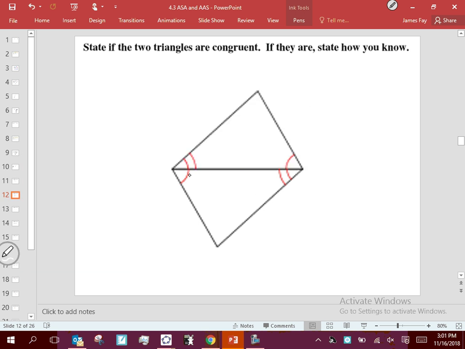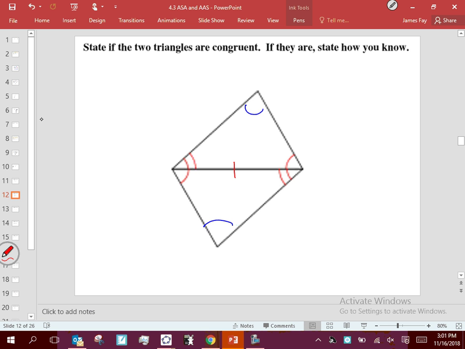Now here's my question. Is that angle congruent to that angle? Third angle theorem, right? Okay. Now can the triangles be congruent based off angle, angle, angle? No. Okay. It does not guarantee congruence. They're similar. But I still have that segment congruent to itself, right?